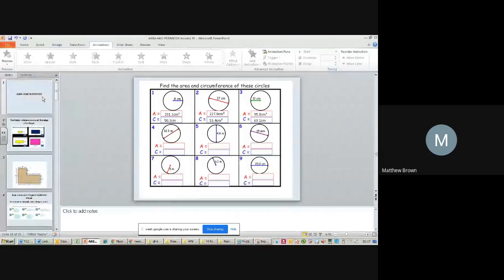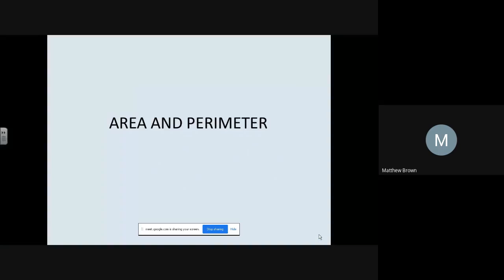Hi Year 9, this is your recorded lesson for this week. We're moving on to a new topic, which is area and perimeter.